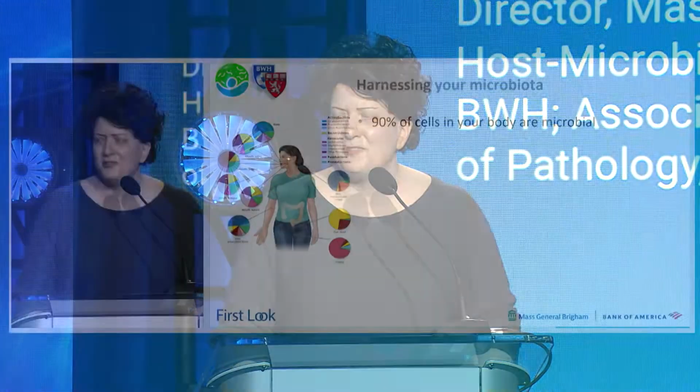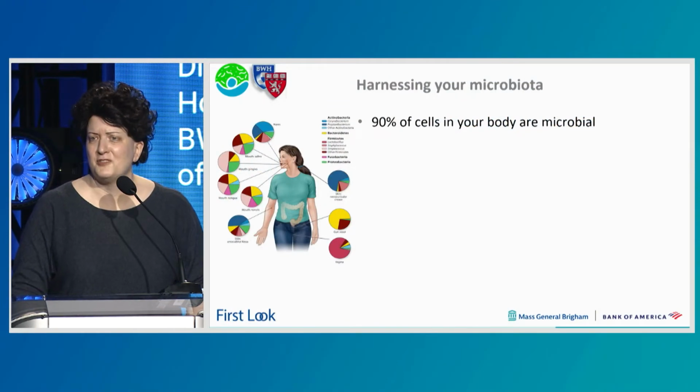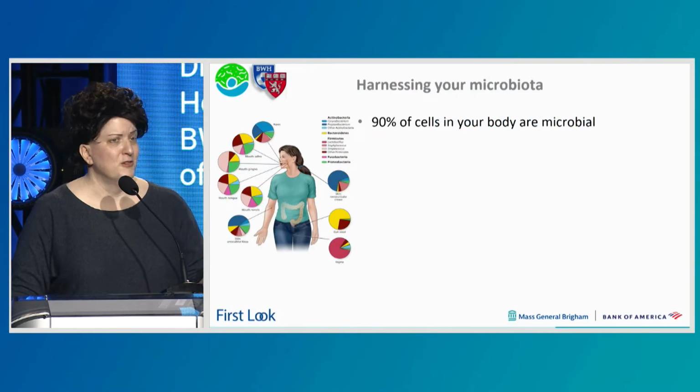I feel like saying, and now for something completely different, since we're going to be talking about the microbiome for the next 10 minutes. So let's talk about the 90% of you that is microbial. The average adult human, 90% of your cells are microbes. They're much smaller than your cells.